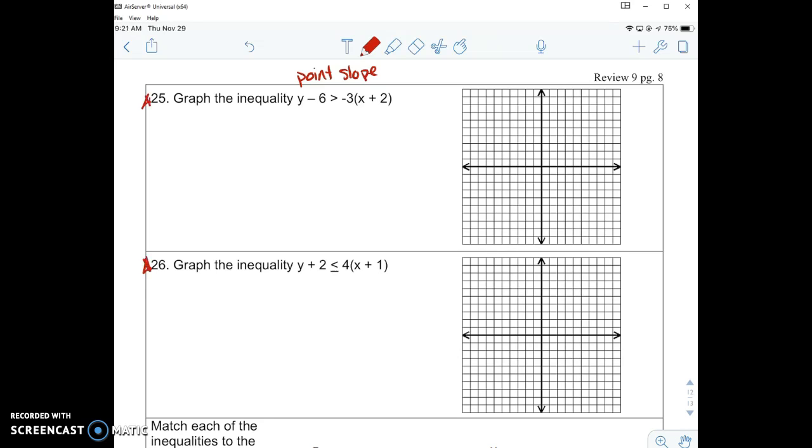On number 25, I'm going to graph from point-slope form. We know point-slope form is y minus y1 equals m times x minus x1. So our slope is negative 3, and our ordered pair is the opposite sign of whatever is in the equation. So it's negative 2 is the x value, and positive 6 is the y value. So I'm going to start this graph at negative 2, positive 6, and my slope is negative 3, so I'm going down 3 and over 1.